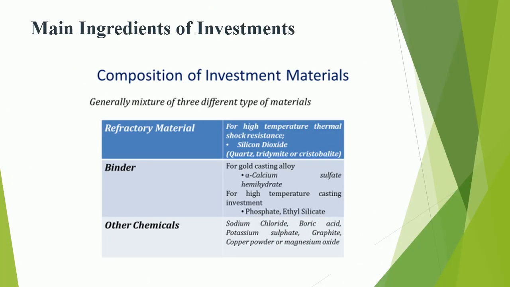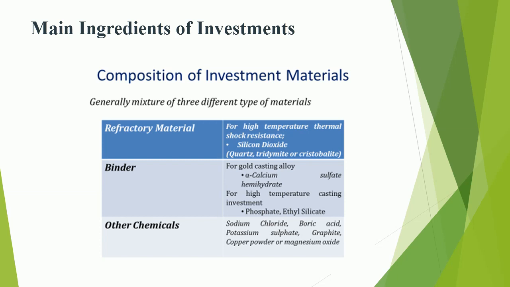Now, what are investment materials made of? There are basically three types of materials that constitute the investment material. The refractory material, as mentioned, is a highly resistant, rigid material that withstands the high temperature and has thermal shock resistance. For example, it is usually silicon dioxide and its other forms like quartz, tridymite, or cristobalite.